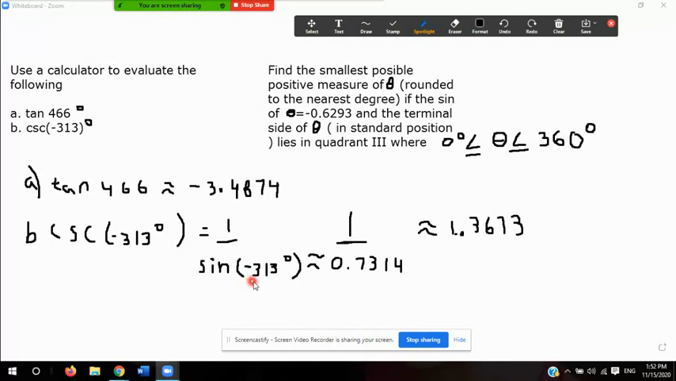In my calculator, I look for the value of the sine of negative 313, and that is approximately 0.7314. Then I divide 1 over 0.7314, and your answer is approximately 1.3673. If you get a slightly different answer, don't worry, because we used an approximate value, and the answer they're giving you is the closest one. If you get like 1.3672 or 1.3674, don't worry about it, because it is an approximated value.